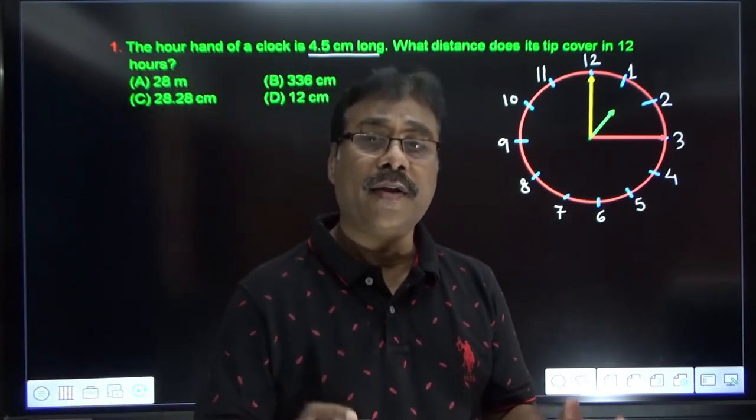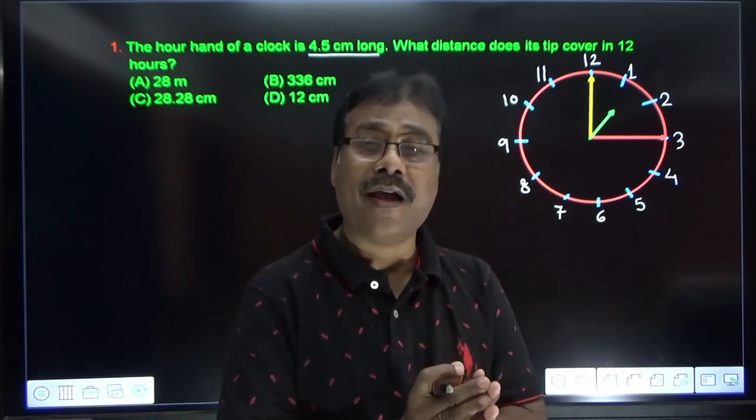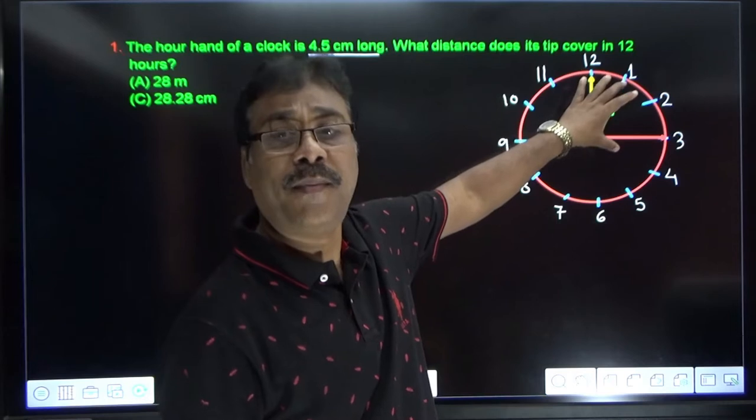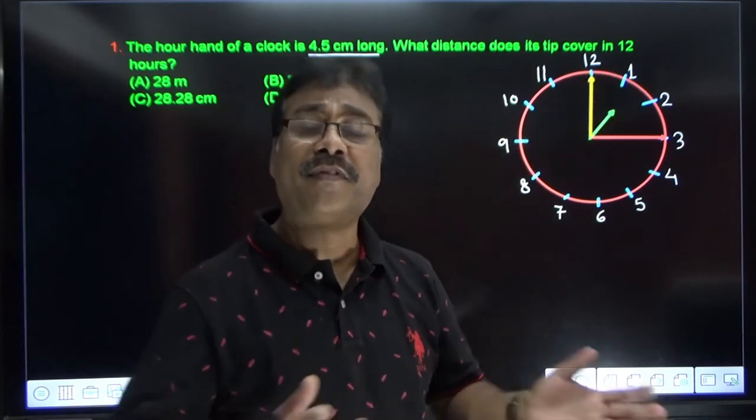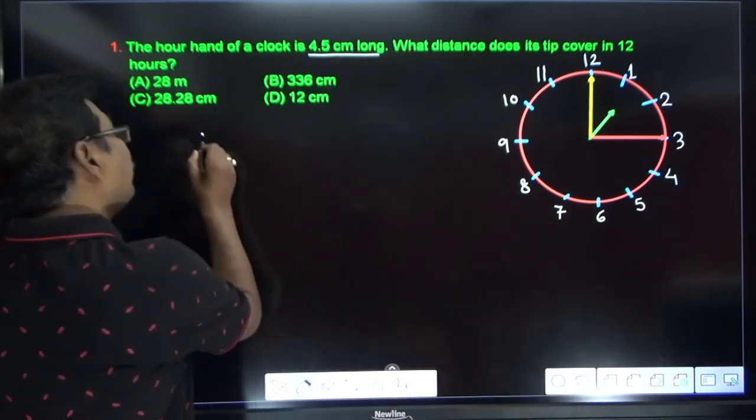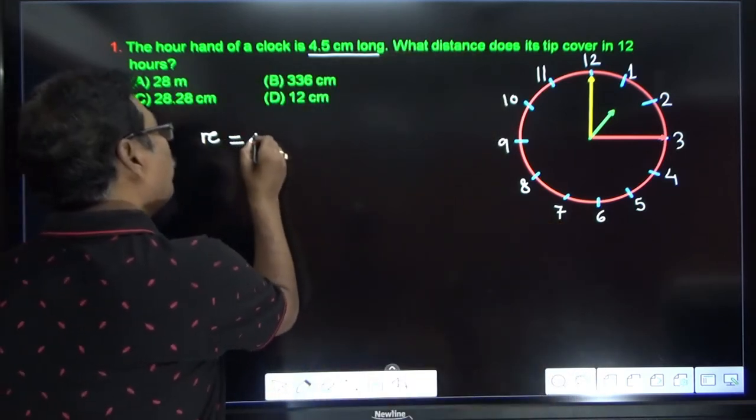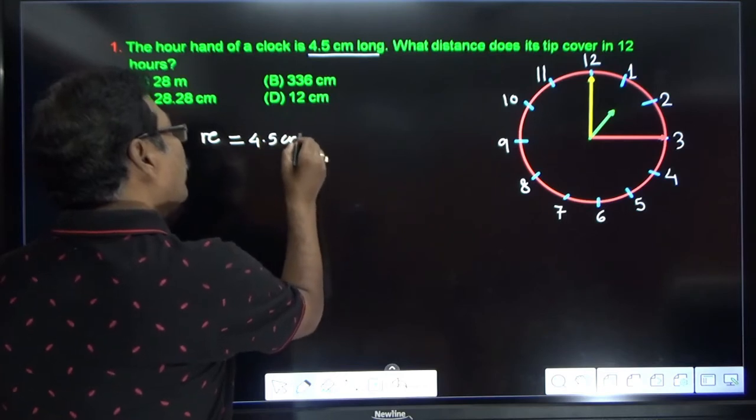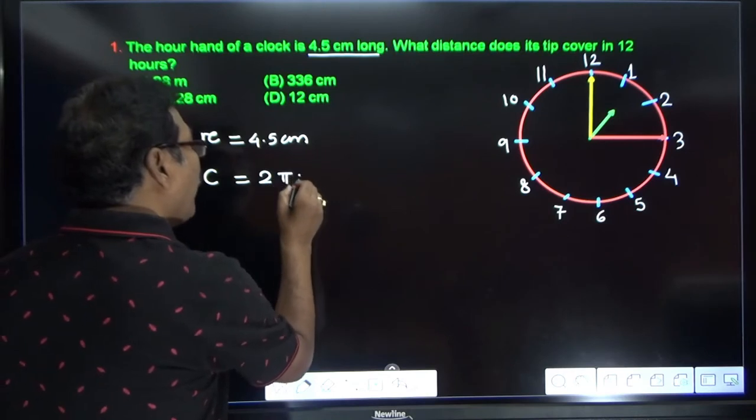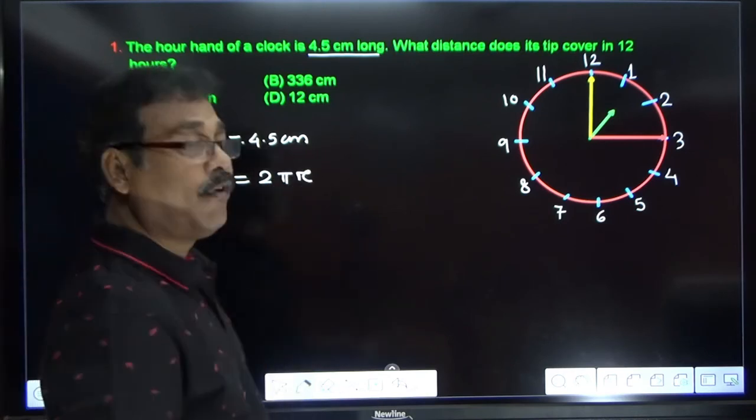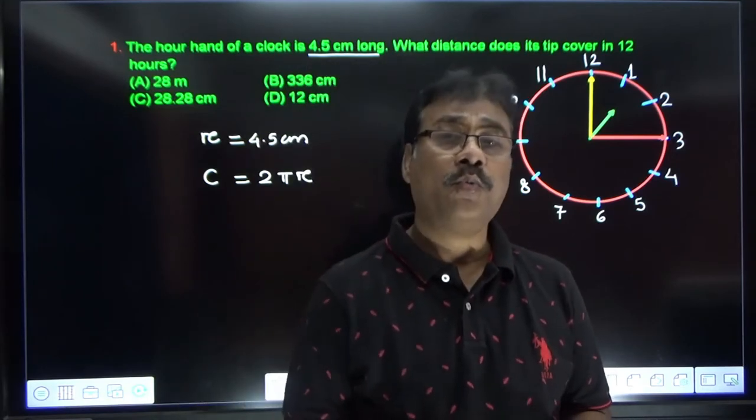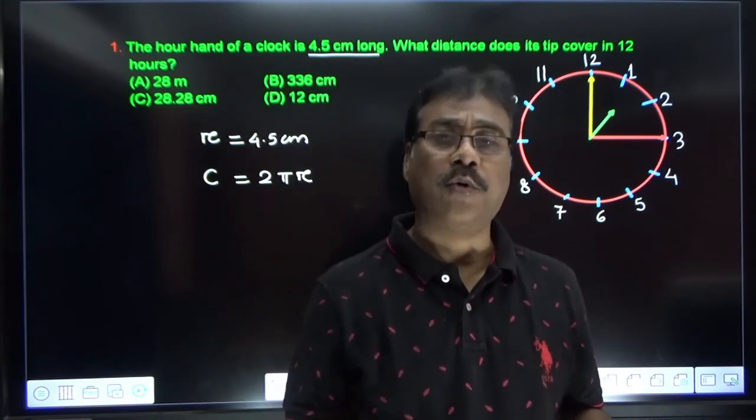And the circumference for the circle is 2 pi r. And r is the radius. What is the radius of this one? It is given, its length is 4.5 cm, so the radius is 4.5. Let me write, r is equal to 4.5 cm. So your circumference is equal to 2 pi r, that is going to be the answer. All of you know, for pi we will write 22 by 7 or 3.14.